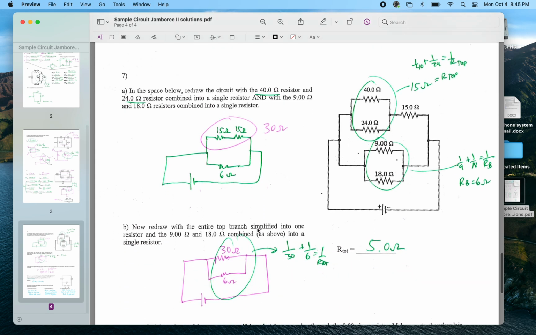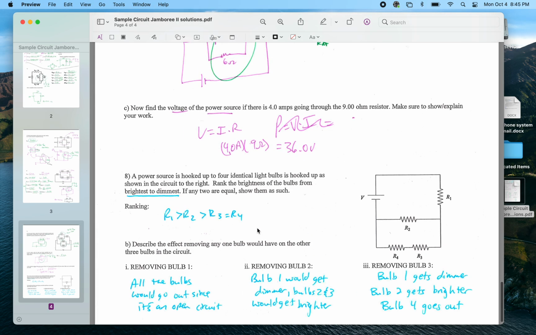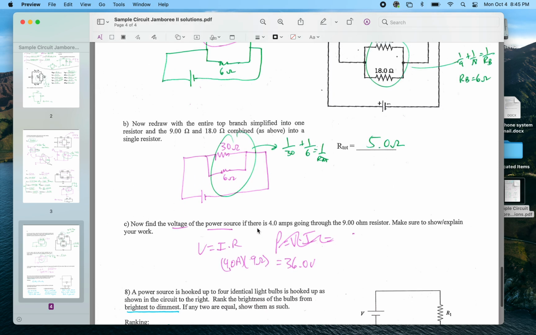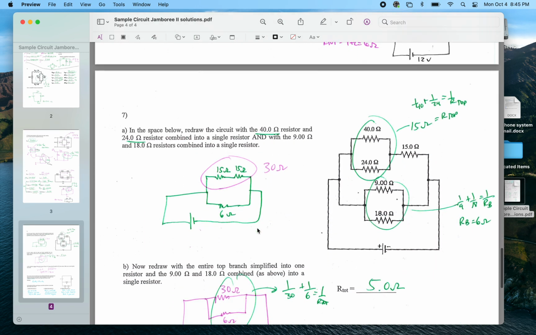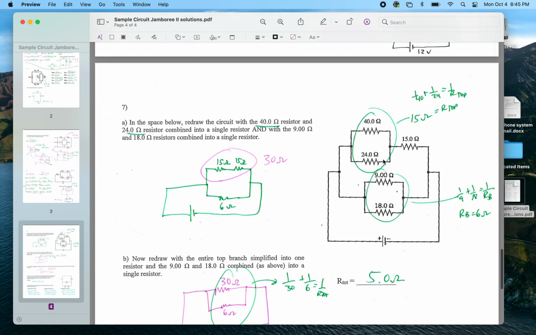Going to number 7 and 8. 8 I think is actually not that complicated, but it's interesting. So for number 7 here, simplifying this first, 1 over 40 plus 1 over 24 gives me, surprisingly, a normal answer of 15 ohms. This 15 and this 15 then are in series, so that's a 30 ohm total resistance for this top part of the circuit.